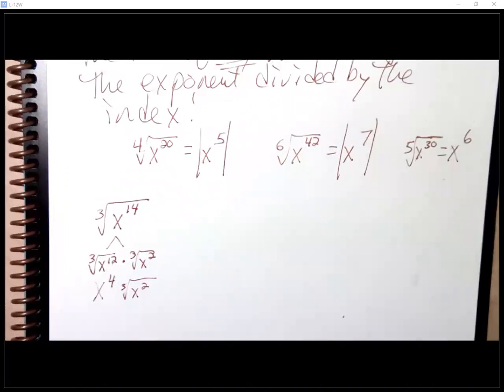Phew, I knew it was coming. I don't have to worry about absolute value bars because it was odd to begin with. All right, you try this one.